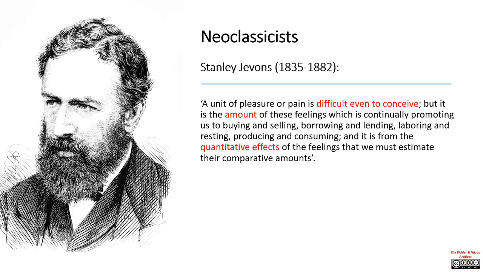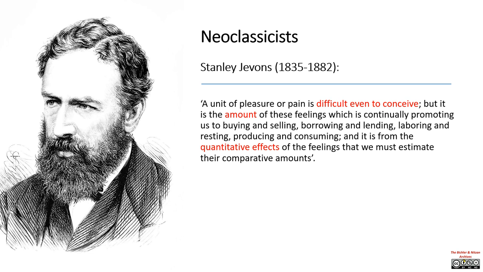The early neoclassicists didn't think we can measure utility. According to Stanley Jevons, for example, a unit of pleasure or pain is difficult even to conceive. But this observation didn't deter him in the least. Although he considered these units inconceivable, he went on to state that it is the amount of these feelings which is continually prompting us to buying and selling, borrowing and lending, laboring and resting, producing and consuming. And it is from the quantitative effects of the feelings that we must estimate their comparative amounts.